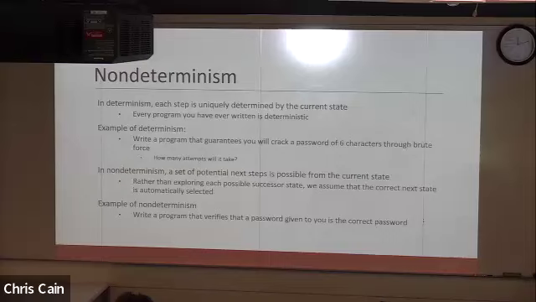Non-deterministic finite automata are not any more powerful than deterministic finite automata, which is one of the main reasons that when we look at the P versus NP problem, it is so difficult, because in theory, they're the same.